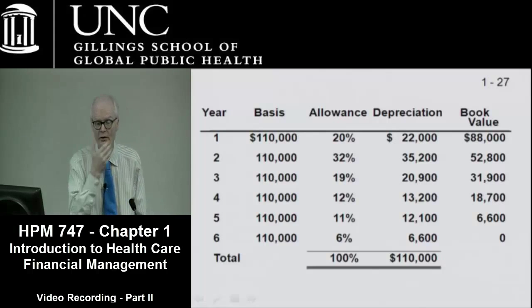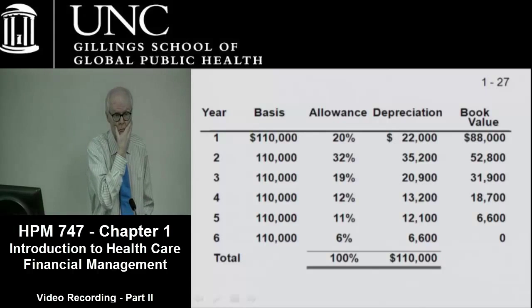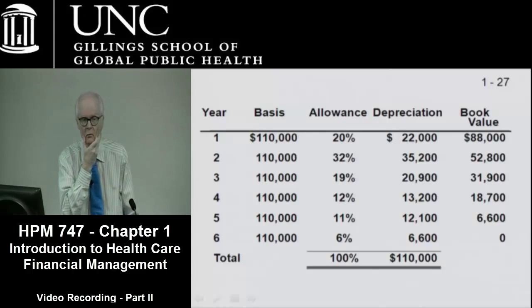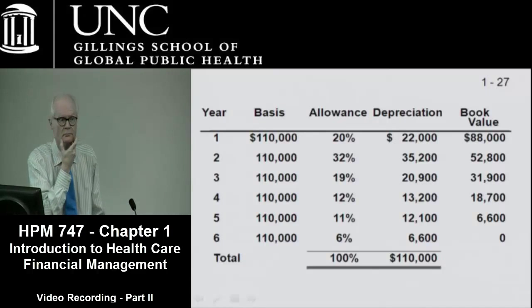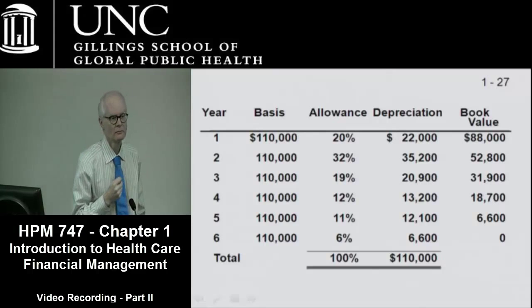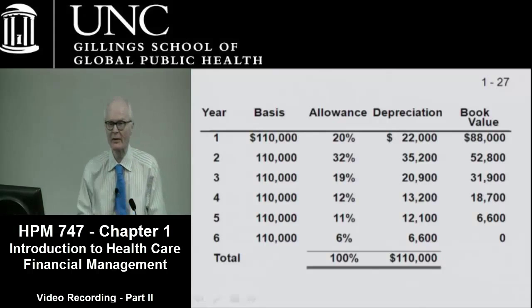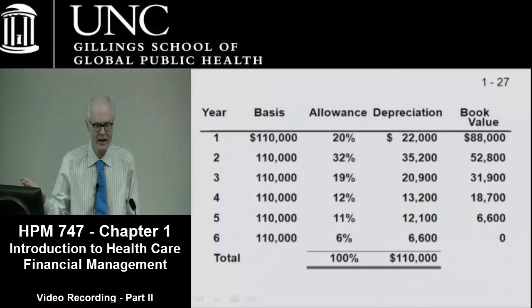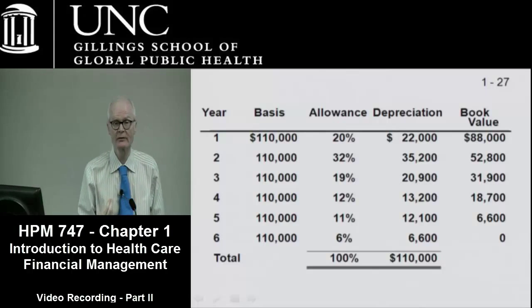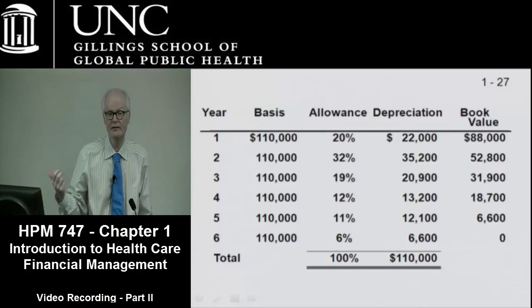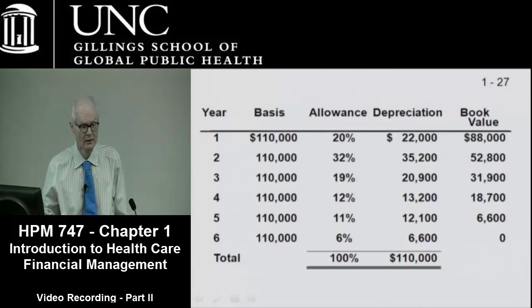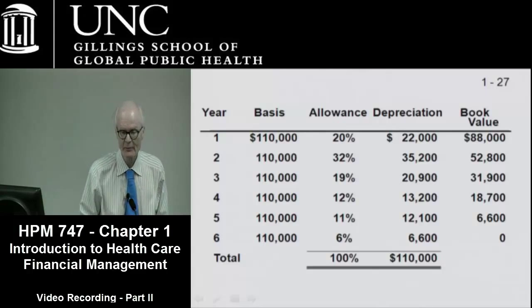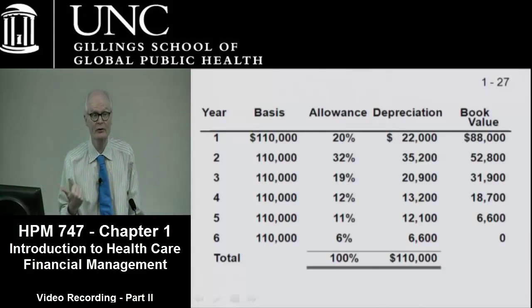What does that mean? How's that calculated? Where's it coming from? Basis minus depreciation. Right, so what that means is at the beginning of the tax year, the asset's worth $110,000. At the end of the tax year, you've claimed $22,000 depreciation, so the value of the asset is now only $88,000. So that $88,000 is the book value at the end of the first year.